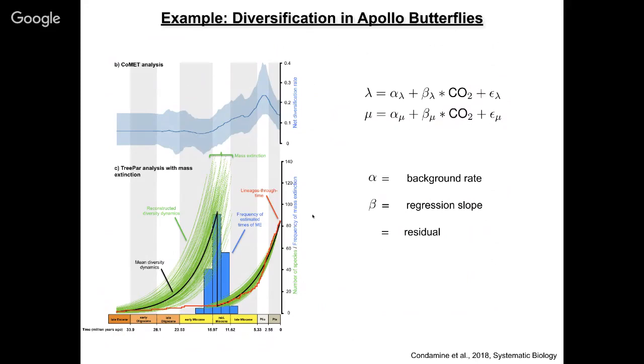And we can set up the same type of regression analysis for our extinction rate. In this case, we are testing if CO2 is really correlated. So if my beta, my regression slope, is positive and significantly different from 0, then there's a positive correlation. If beta is negative, then there's a negative correlation. And if beta is equal to 0, that means that my speciation and extinction rates are just varying without the environmental variable having any impact on them.